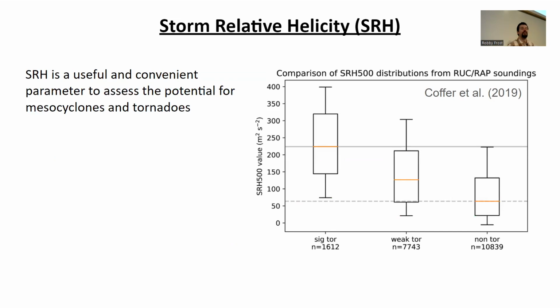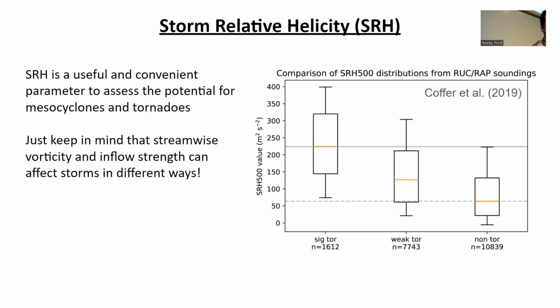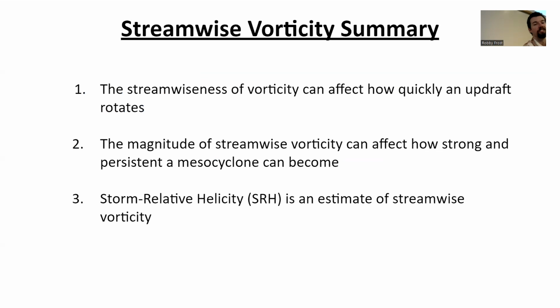SRH, though, is very useful and a convenient parameter to assess the potential for these mesocyclones and tornadoes. We've shown time and again that SRH is a good way to measure the potential of an environment to produce tornadoes. You have a bunch of parameters like supercell composite or SIGTOR that are based off that, which Rich is in large part responsible for. But just keep in mind that streamwise vorticity and inflow strength can affect the storm in different ways, and so it's the components of this SRH that actually matter to forecasting.